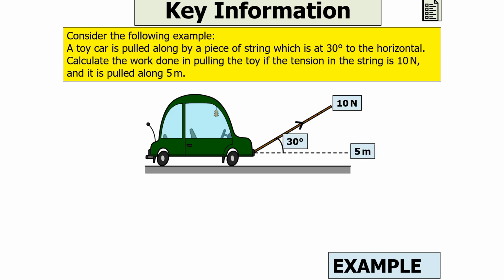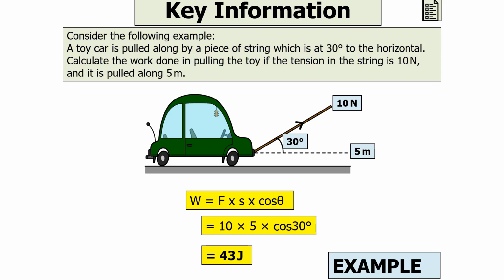So let's look at the following example. Consider this. A toy car is pulled along by a piece of string which is at 30 degrees to the horizontal. Calculate the work done in pulling the toy if the tension in the string is 10 newtons and it is pulled along 5 meters. So we say work done is force times by displacement times by cos theta. 10 times by 5 times by cos 30 is 43 joules.